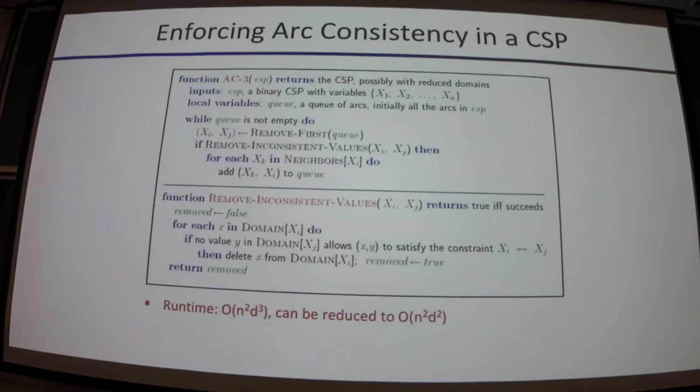Okay, so computation time. Here's the pseudocode for our consistency. I'm not going to go through it in detail, but you should. Generally what we want to talk about is the runtime. For n variables, where d is the cardinality of the domain, this will run in n squared d cubed. But if you're smart, with some tricks, you can get it down to n squared d squared. That's way faster than d to the n, right?